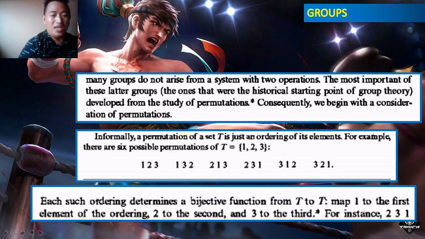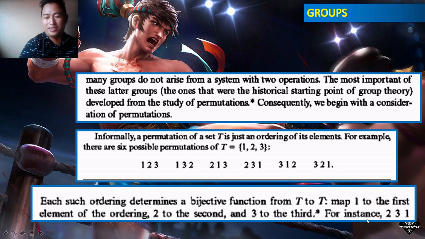Next, each such ordering determines a bijective function from T to T. Map 1 to the first element of the ordering, 2 to the second element, and 3 to the third.